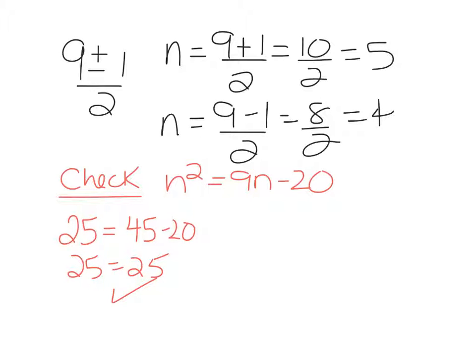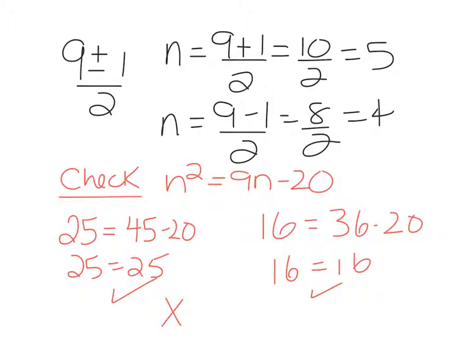And if we substitute 4, 4 squared would be 16. 9 times 4 is 36 minus 20, which will give us 16 is equal to 16, and that is correct. So we can conclude that our values, not of x in this case, of n, so we'd have n is equal to 5 and n is equal to 4.